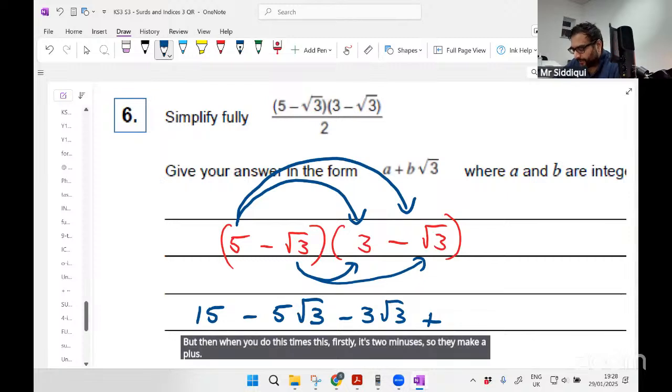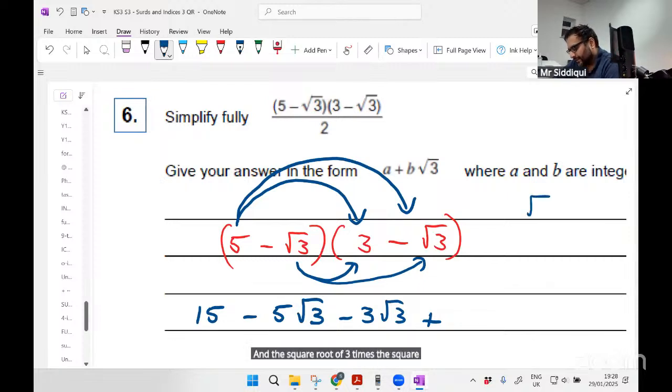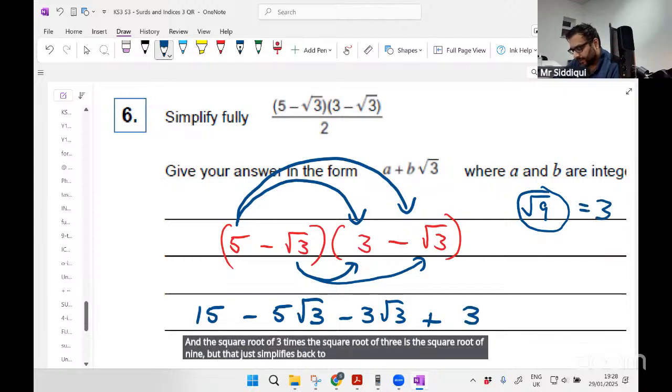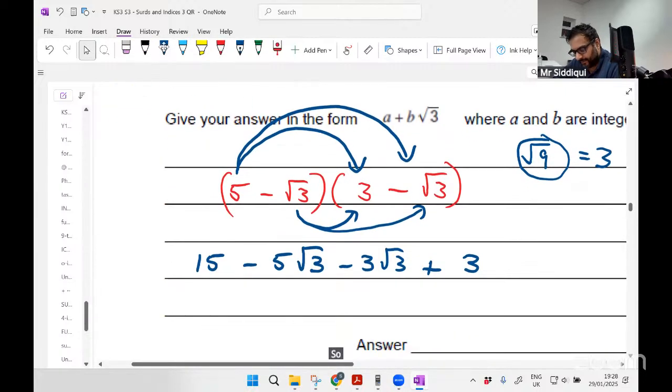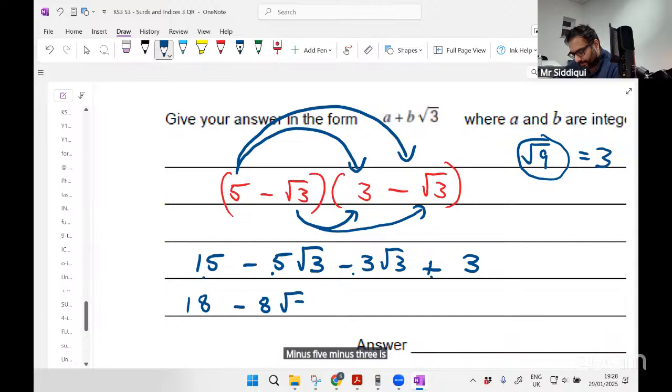And the square root of 3 times the square root of 3 is the square root of 9, but that just simplifies back to 3, doesn't it? So I'm going to put the 3 there. So what do I have here? I've got 15 plus 3, which is 18. Minus 5 minus 3 is minus 8 root 3.